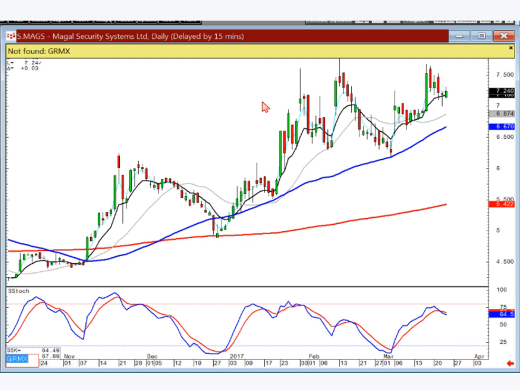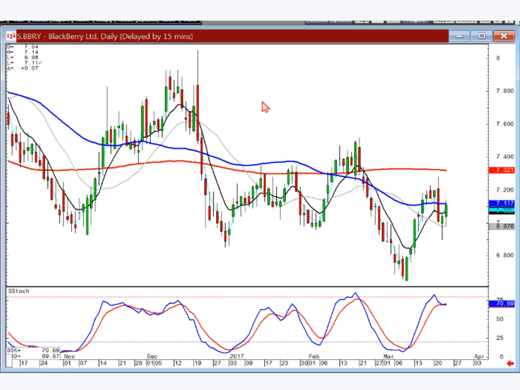GRMX. That one's still not found. Oh yeah, that's what was happening. Somehow my Dragon NaturallySpeaking got turned on, and that was goofing things up.